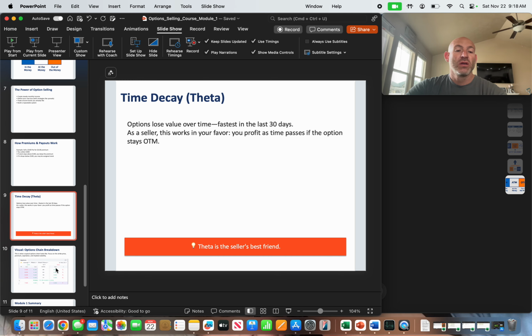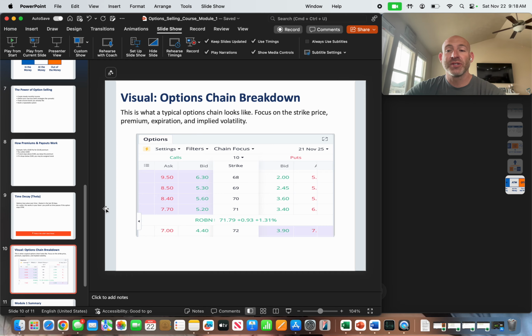So here's a visual of an options chain. Okay, anytime that you're trading options, depending on what brokerage you use, you're going to have an options chain. It's going to look similar to this. It may be slightly different depending on whether you're using Robinhood, Webull, E-Trade, Fidelity, whatever. They're all pretty similar. They have the same information, just laid out differently. So this is what it typically looks like.